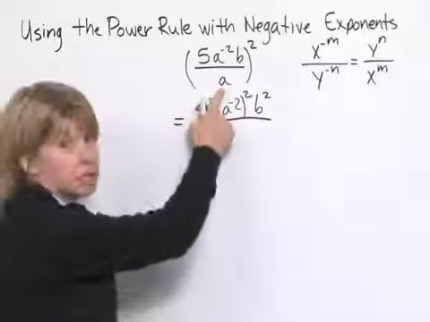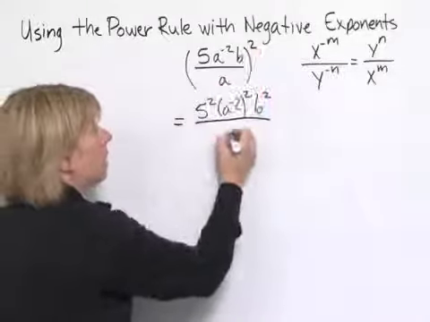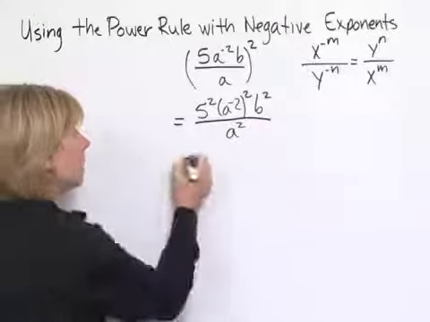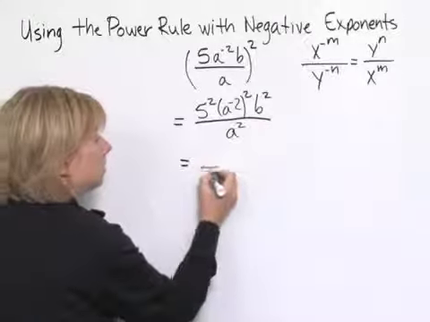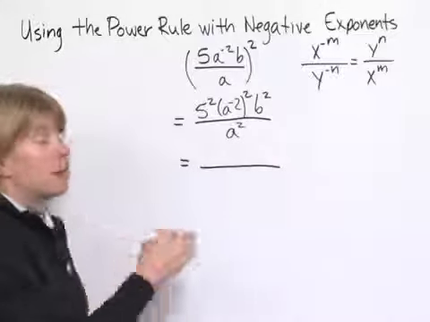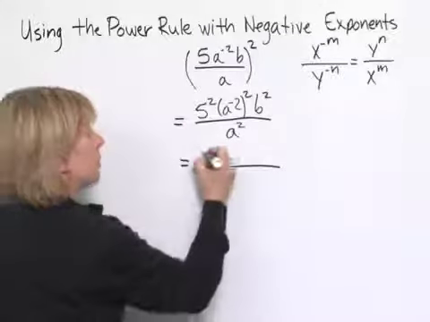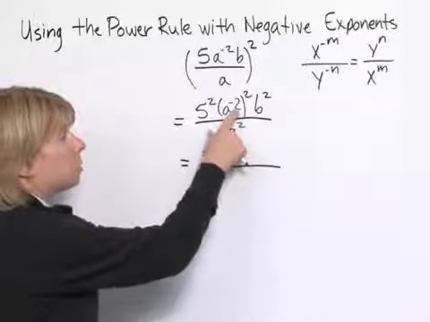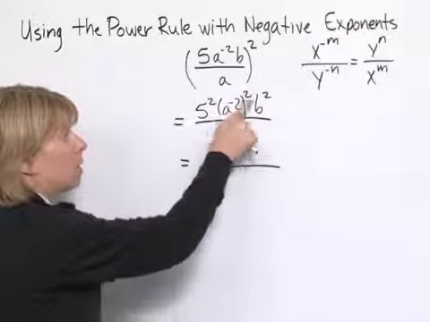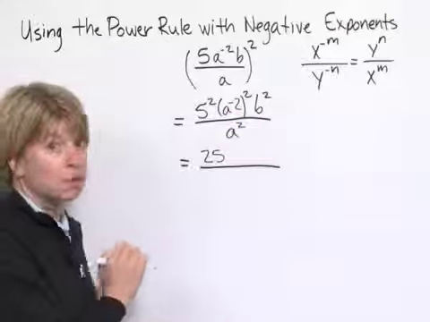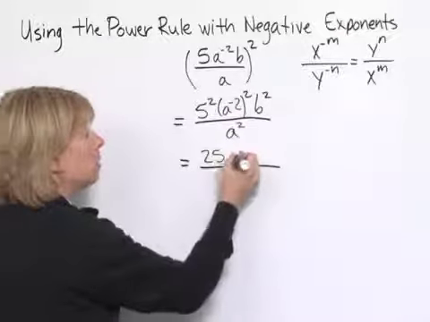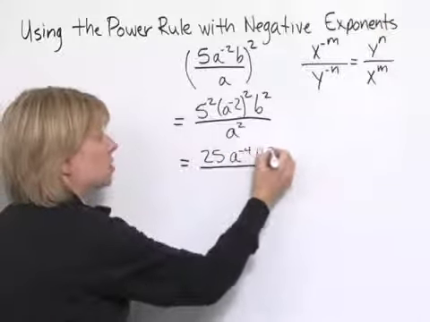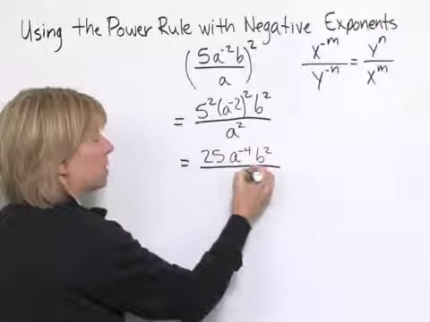We also need to raise our denominator to the second power. So we have a squared in the denominator. Now we'll simplify this. We know 5 squared is 25. A to the negative 2 being raised to the second power, we have a rule that says we multiply those exponents. So a to the negative 4, and the b squared, and the a squared in the denominator.